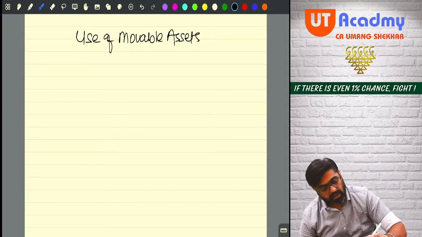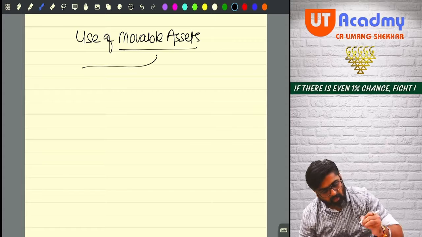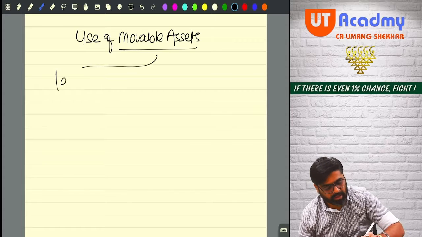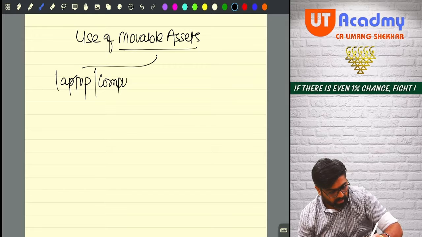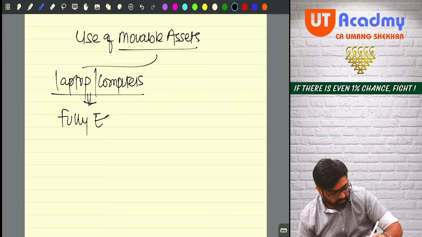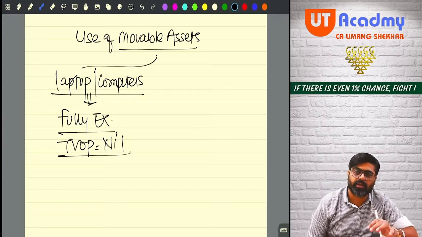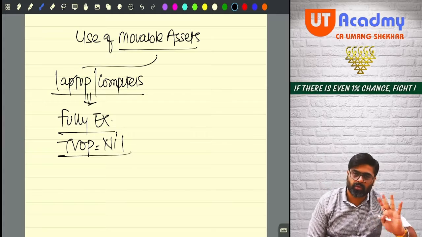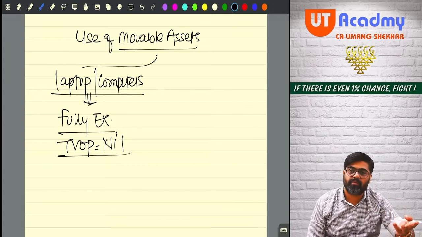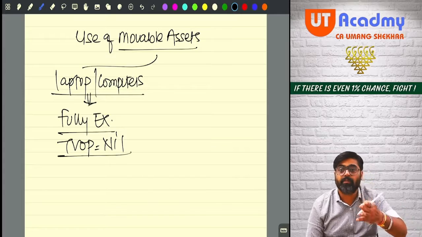But if the movable asset given for use is a laptop or computer, then the benefit is fully exempt. The taxable value here will be nil. Why? Because it is very, very difficult, no, it is next to impossible to know how much personal benefit will happen to the employee by using this.